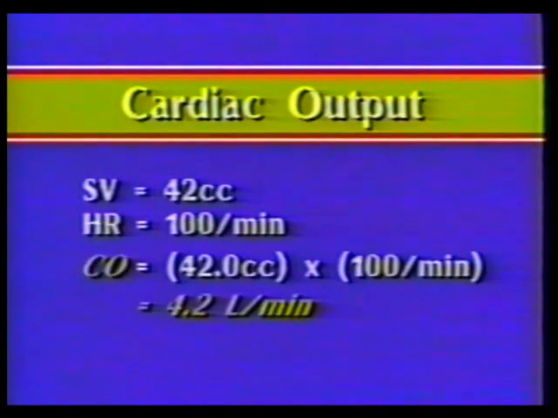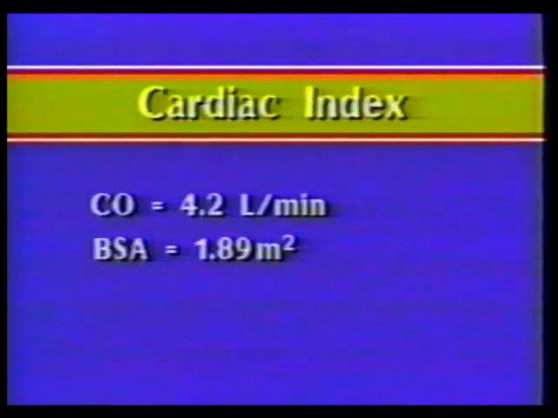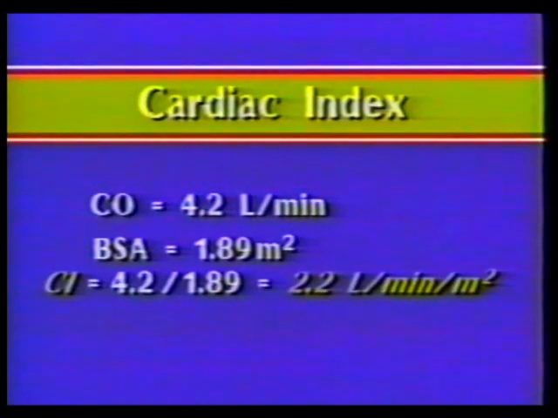The patient's heart rate was 100 per minute at the time of the Doppler measurements. Multiplying the stroke volume times the heart rate gives us the cardiac output, 4.2 liters per minute. Dividing by the patient's body surface area, 1.89 meters squared, we calculate the cardiac index, which is reduced at 2.2 liters per minute per meter squared.